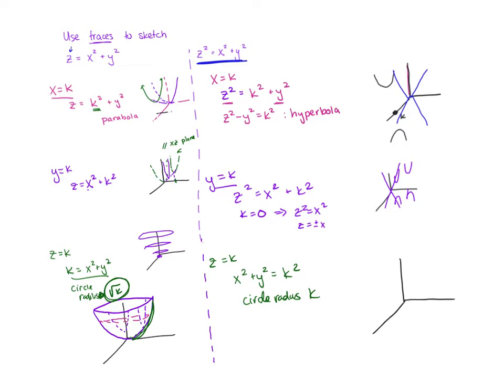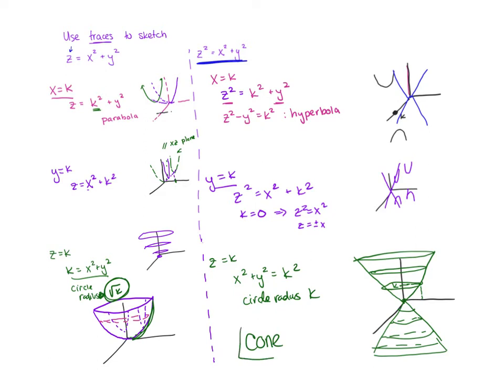At height k, if I go up to a height of k, I should have a circle of radius k. I go up a little higher, I have a circle of that new height, and so forth. So the height is equal to the radius, so that's going to give me that cone shape. So these are our two basic shapes that we really need to know here: our cone and our paraboloid.